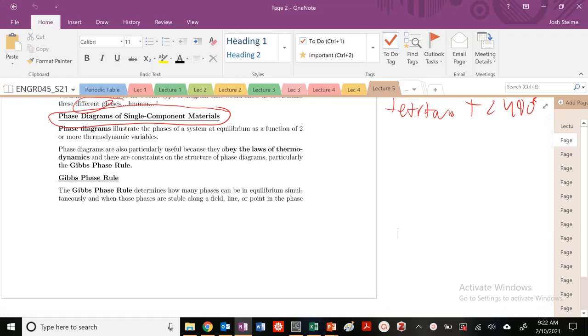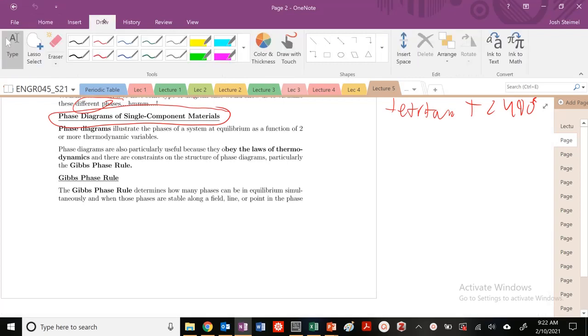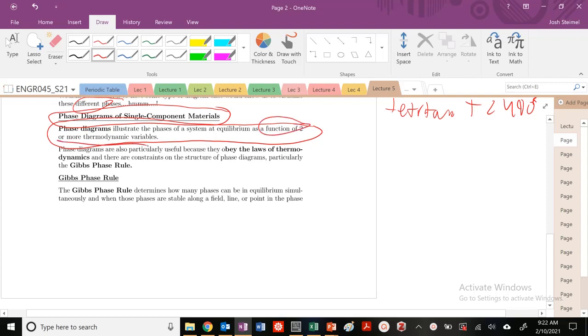Today, we are going to talk about the phase diagrams of single component materials. So before we get started, let's recap some basics of phase diagrams. Phase diagrams are intended to illustrate essentially the phases of the system at equilibrium as a function of two or more thermodynamic variables. Those can be temperature, pressure, composition.